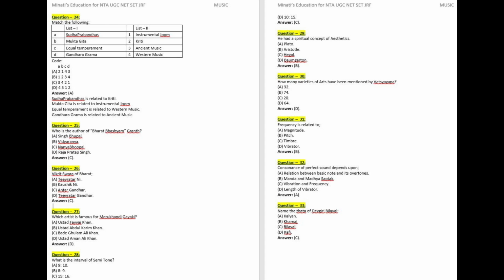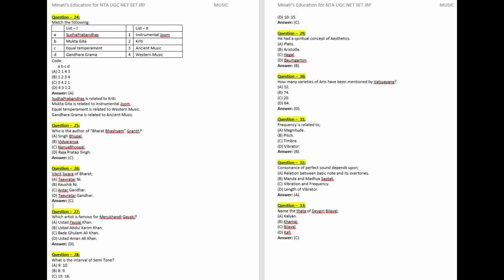Question 25. Who is the author of Bharat Bhashyam Granth? A. Singh Bhupal. B. Vidyaranya. C. Nanya Bhupal. D. Raja Pratap Singh. Answer, C. Question 26. Vikrit Swara of Bharat: A. Ativratarni. B. Kaushikni. C. Antar Gandhar. D. Tivratar Gandhar. Answer, C.